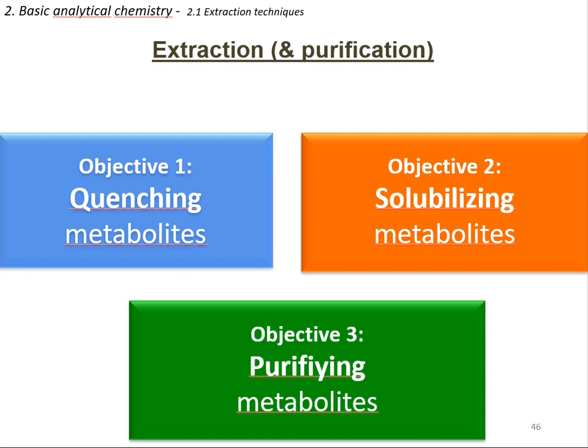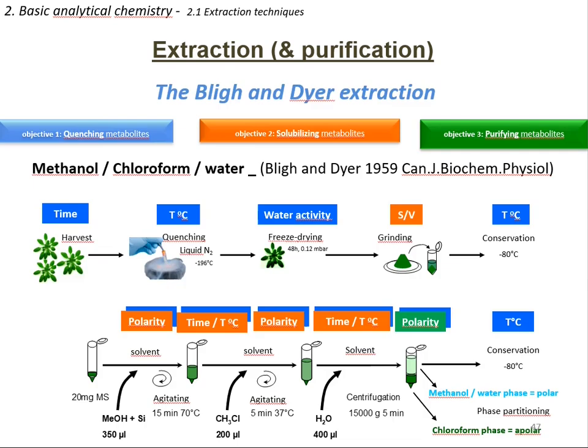So the goal of extraction is to quench metabolites, that will be shown in blue, then to solubilize the metabolites, extract them in a liquid, that will be shown in orange, and possibly to purify the metabolites, that will be shown in green. Sorry. So here I give an example of a very famous extraction technique, which is called the Bligh and Dyer extraction, or methanol chloroform water, MCW.